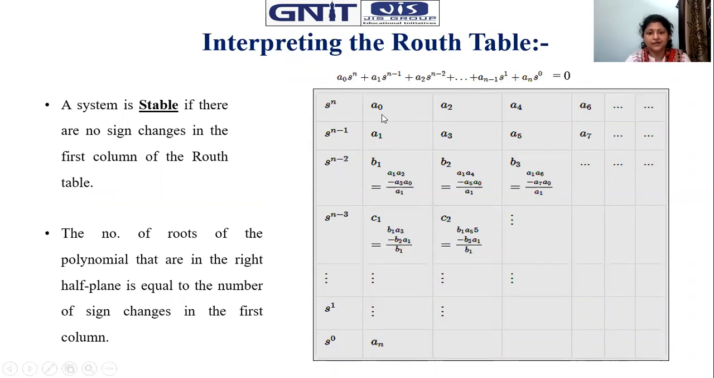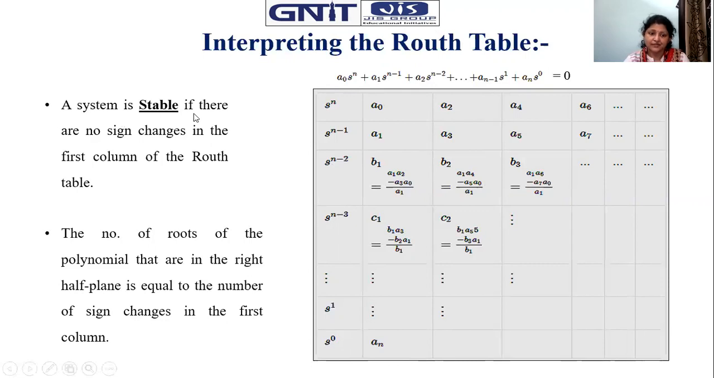So what you get here is A0, A2, A4, A6 as the first row, and A1, A3, A5, A7 as the second. Like this, for the next index of s, we are getting B1, B2, B3, then C1, C2, that will continue, and then ultimately for s to the power 0, we are getting An. That is a general observation. Okay, so from that table, now we have to analyze what we have to interpret.